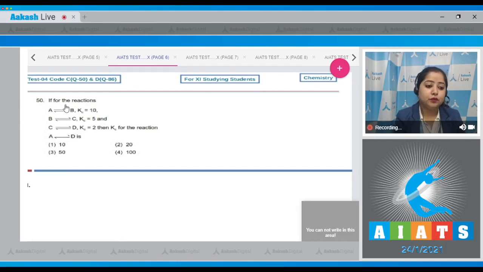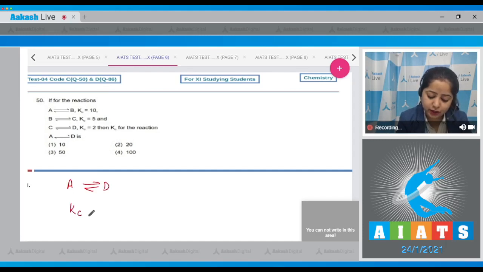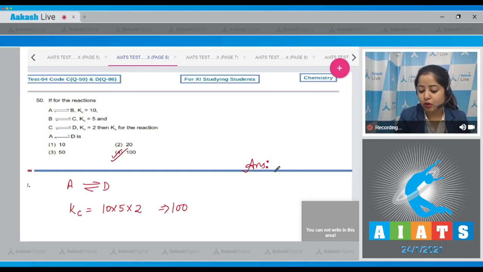Let's read it. If for the reaction A to B, Kc is equal to 10, B to C, Kc is equal to 5, and C to D, Kc is equal to 2, then Kc for the reaction A to D is. We all know that on adding equations, the equilibrium constants are multiplied. So for the reaction A to D, the value of Kc is equal to 10 multiplied by 5 multiplied by 2, which is equal to 100. That means the correct answer is option number 4. Moving to the next question, students.